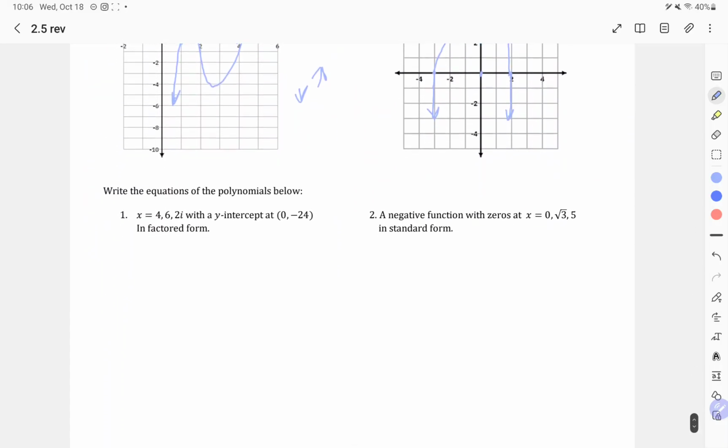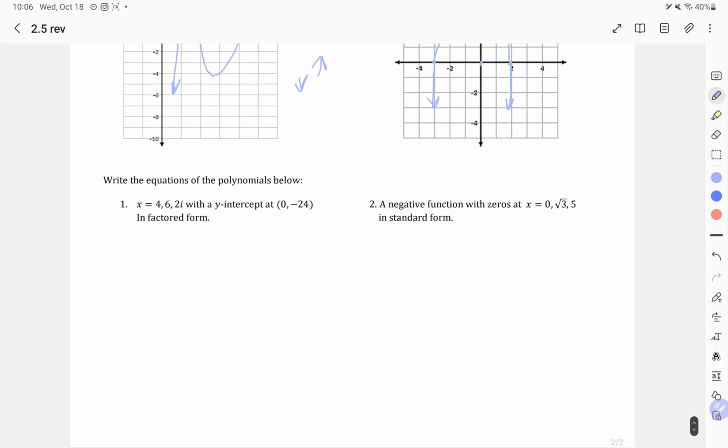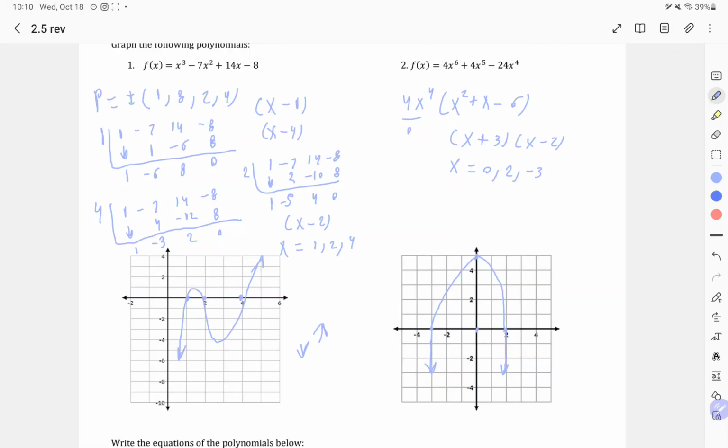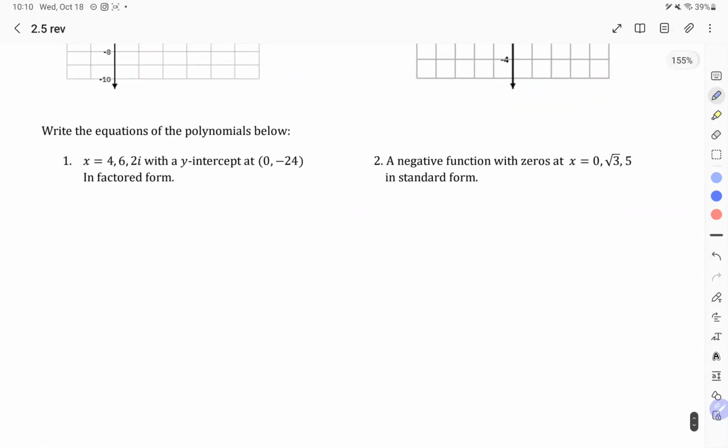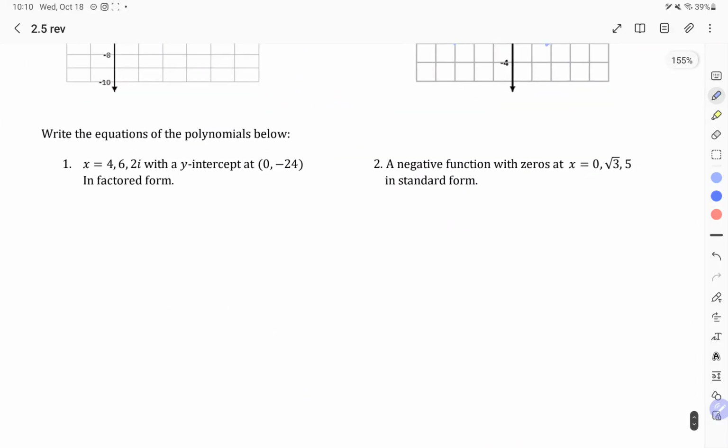Well, let's get to these ones. Function with zeros at that and that. Alright, let's get to it. I look back at this and it's long, so let's get started. First, we need to write these in factored form so we can FOIL them into standard form. So we got an x, which is our 0, we got x minus root 3, and we got a 5, so x minus 5.